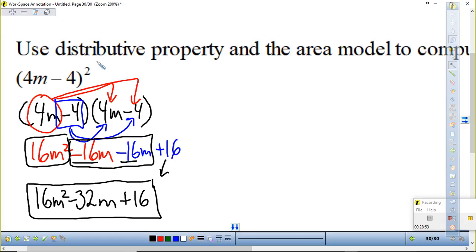That's using what? Distributive property. We're not done because now we need to do it what? Area model. So here you draw your rectangle.